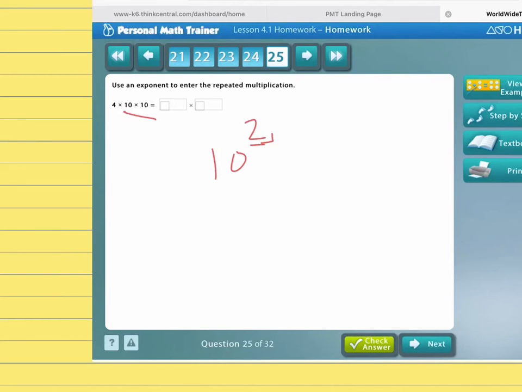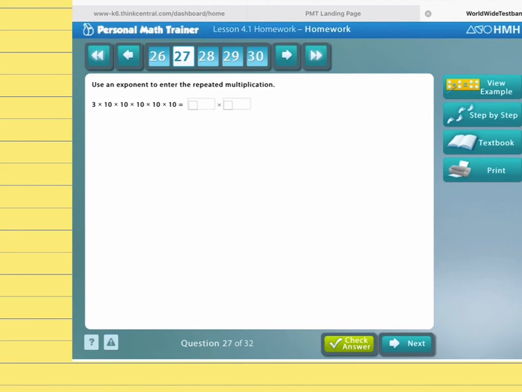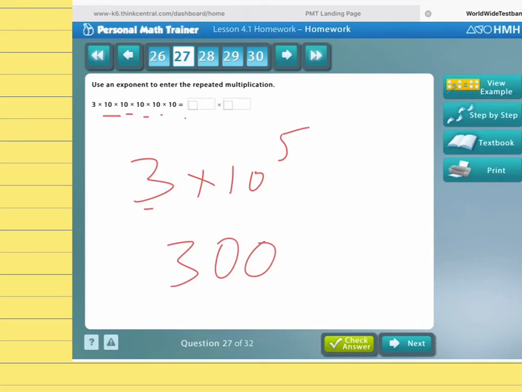Very simple, 2 10s, that's 10 to the 2nd power. The exponent here represents how many 10s you have. So you have 4 times 10 to the 2nd power, which is going to equal 400. All right, what do we got here? We got 3, and how many 10s do we have? 1, 2, 3, 4, 5. So 3 times 10 to the 5th power. And that is the same as 3 times 1, which is 3, and you pop on 5 zeros like that, 300,000. So 3 times 10 to the 5th power, because there are 5 10s, equals 300,000.